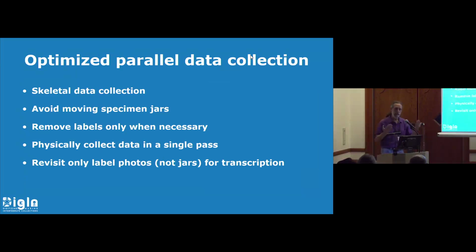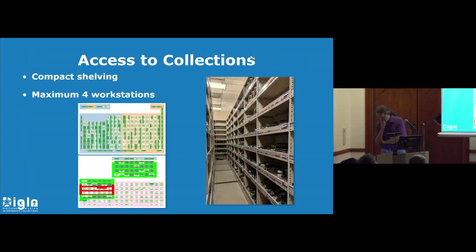Physically collecting the data in one pass. We do not ever want to revisit a jar. Visit the jar once, and revisit label photos only if we have to recapture data that has to be done later. We also have some access issues.